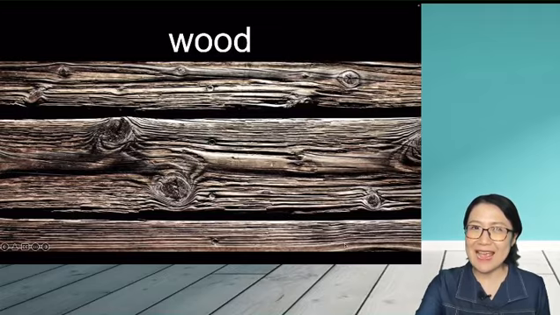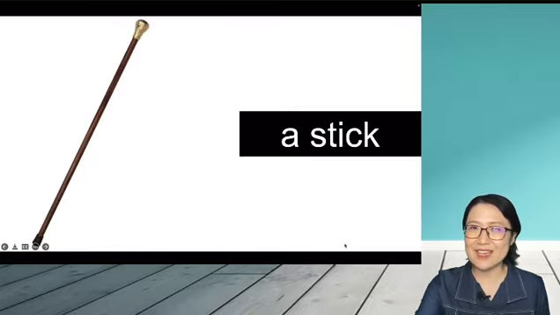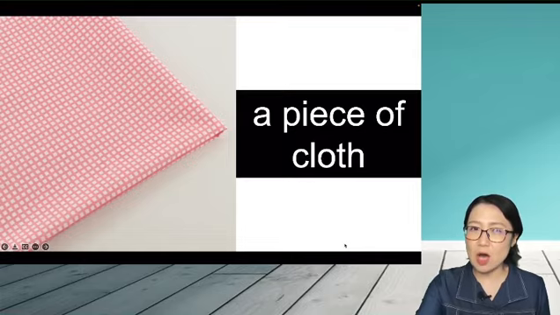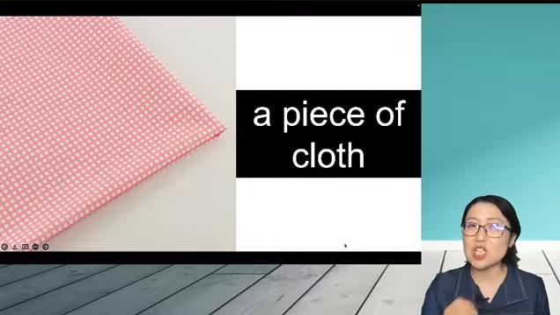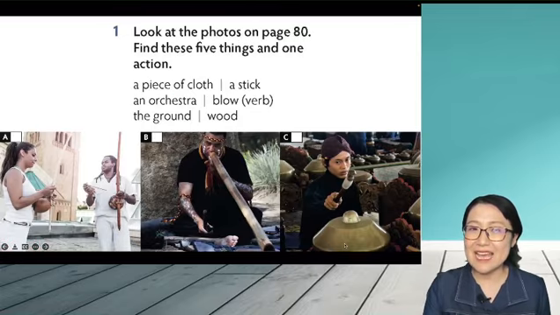Wood, right? And what is the next one? Yes, this is a stick. Okay, so we can say it's a stick. And what about this one here? 看这个呀，这是一块布，对不对？ So we can say it's a piece of cloth. Okay, 注意啊，它不是 clothes, 而是 cloth 发 o 的音。A piece of cloth. Alright?